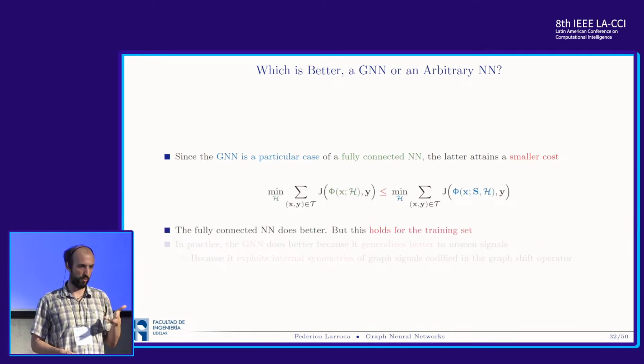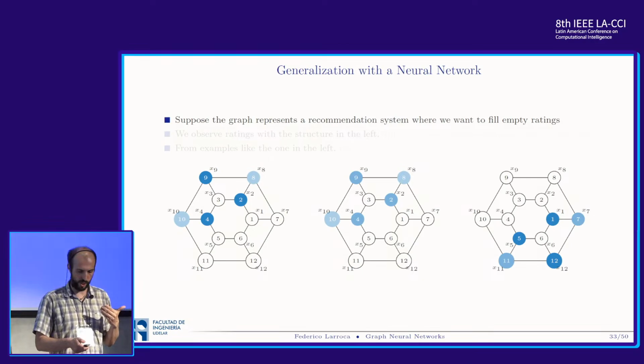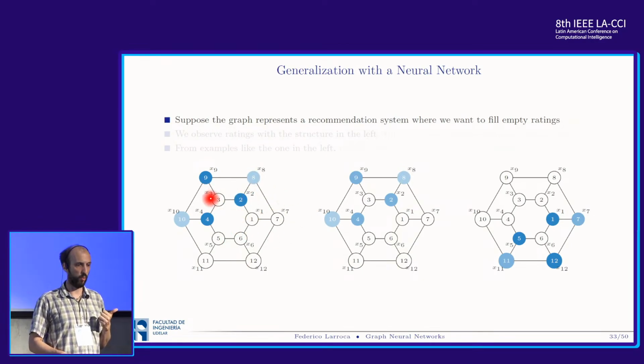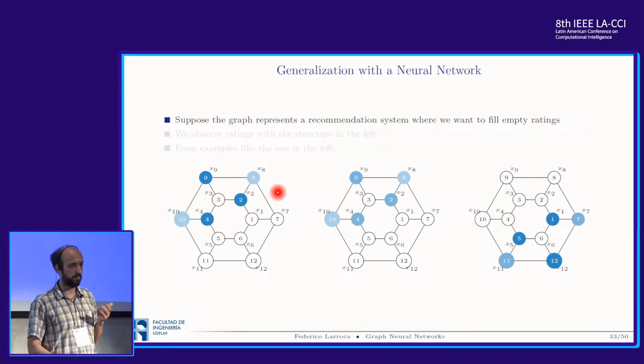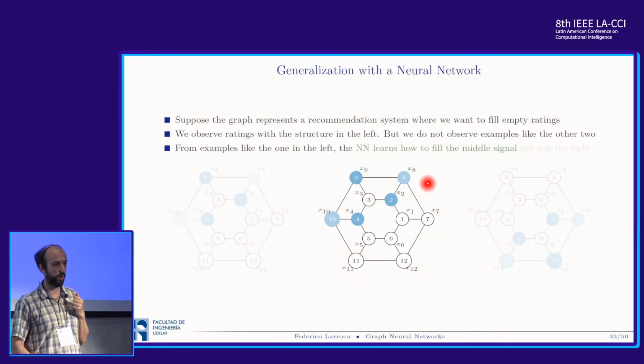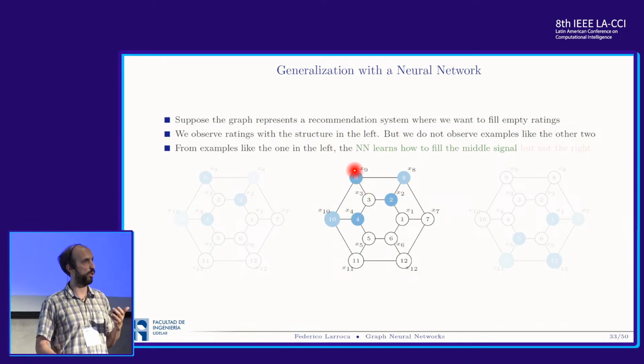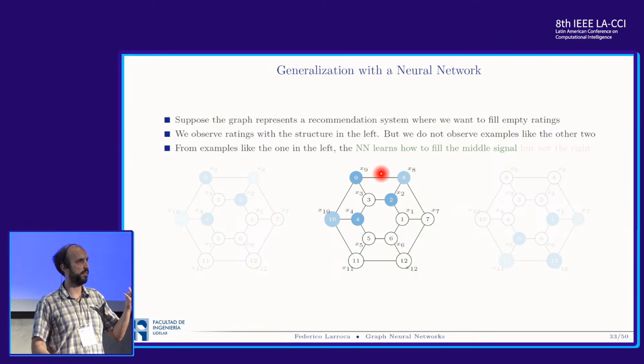Now, this should be clear in this example. Assume we have observed situations like the one on the left, where we want to predict, for instance, these are users, and these edges indicate that they have similar tastes. So we have observed this kind of case here, and we want to predict the rating of 3. Both our GNN and the fully connected neural network will work when predicting this output, because they've observed it during training. Our GNN will probably simply average the ratings of users 9, 4, and 2 to predict the value of 3.